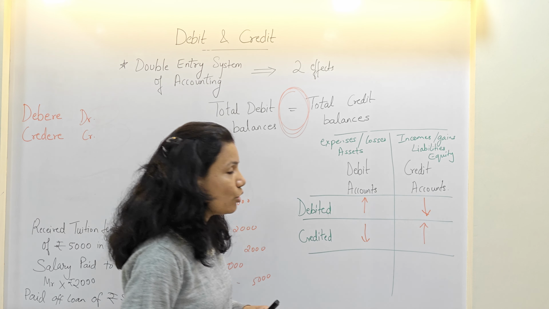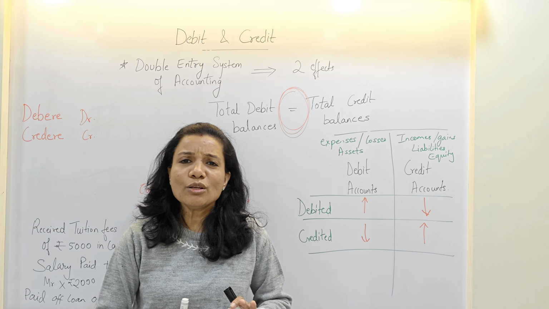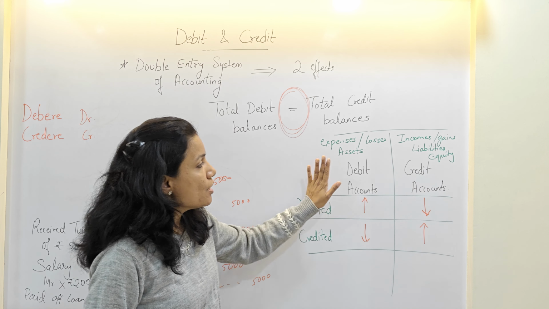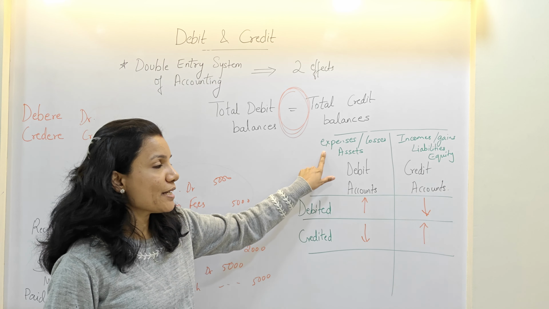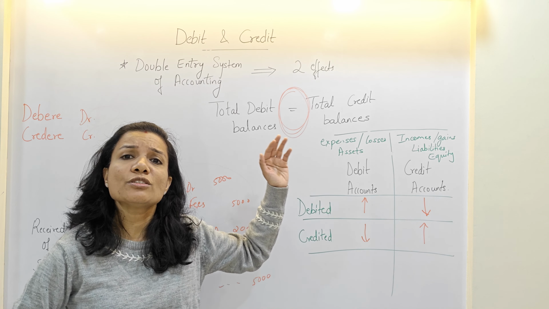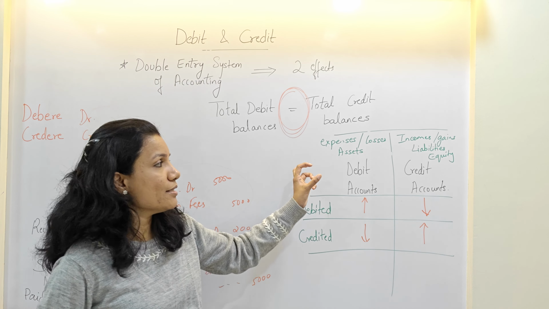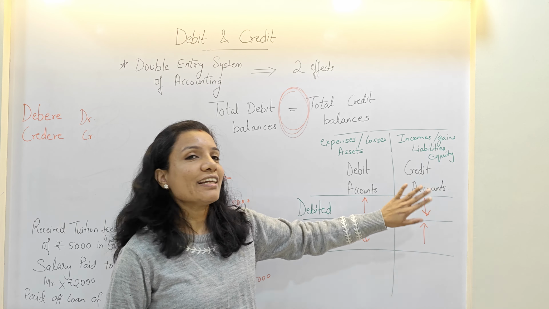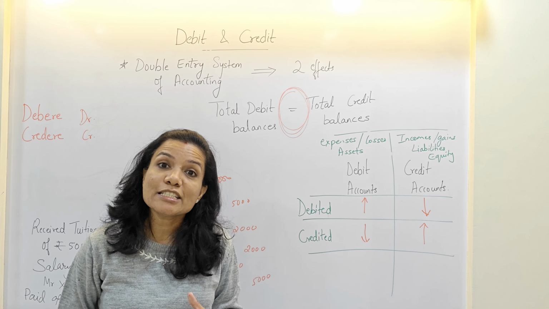Let's quickly understand the logic. Now we have some normal or very common debit accounts and some common credit accounts. Debit accounts are usually expenses, losses or assets. These are called debit accounts because they always have debit balances. Incomes, gains, liabilities and equity are credit accounts because they'll have a credit balance.